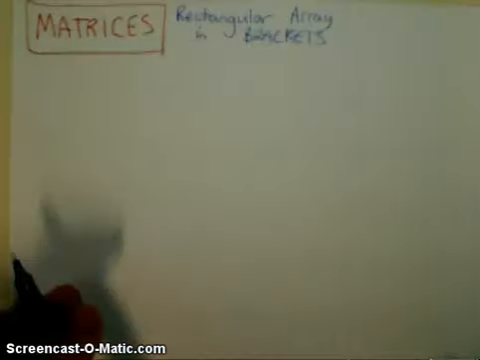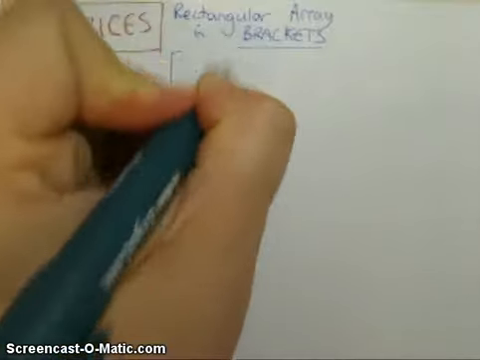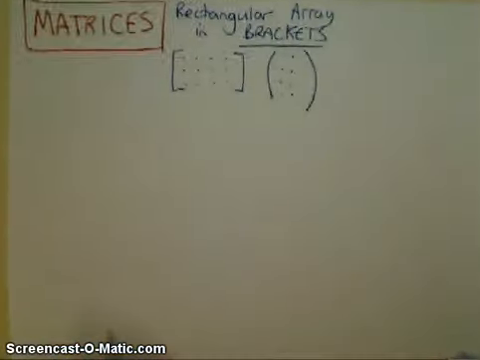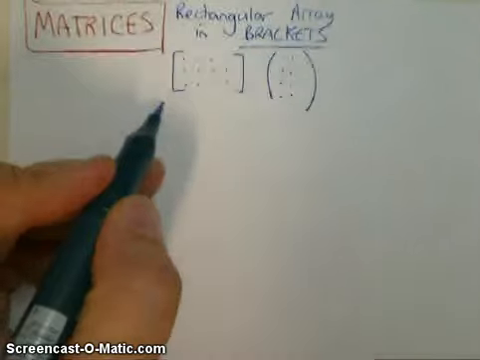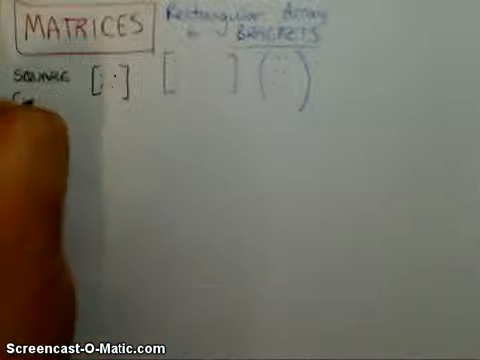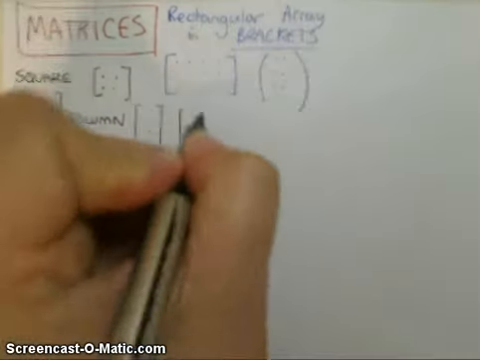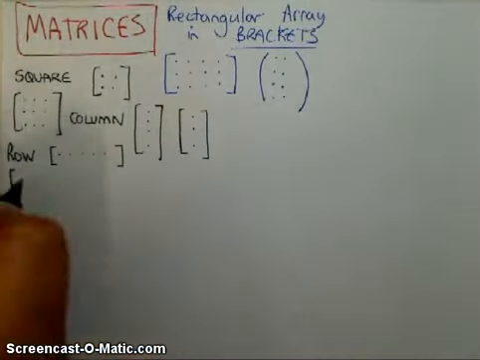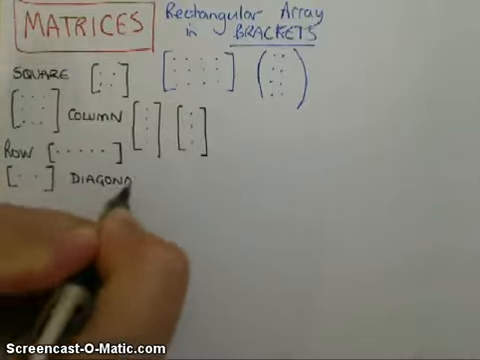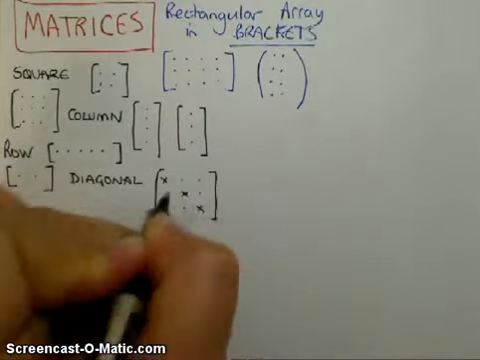So this is what you need to know for matrices. A matrix is a rectangular array in brackets, and those brackets could be square or round. Different types of matrices we've experienced could be square, column, or row matrices, or they could be diagonal matrices, where non-zero elements appear on the diagonals.